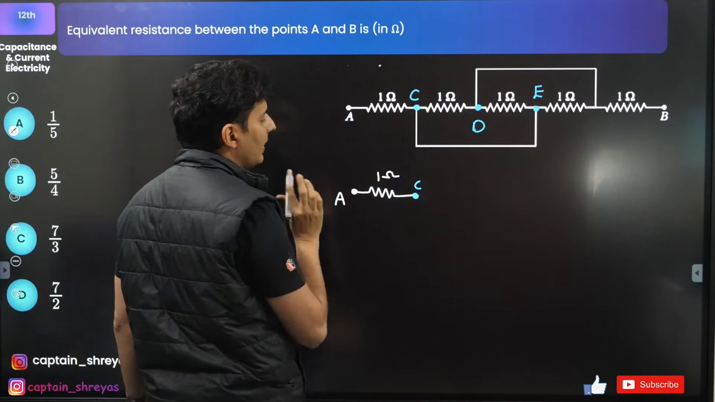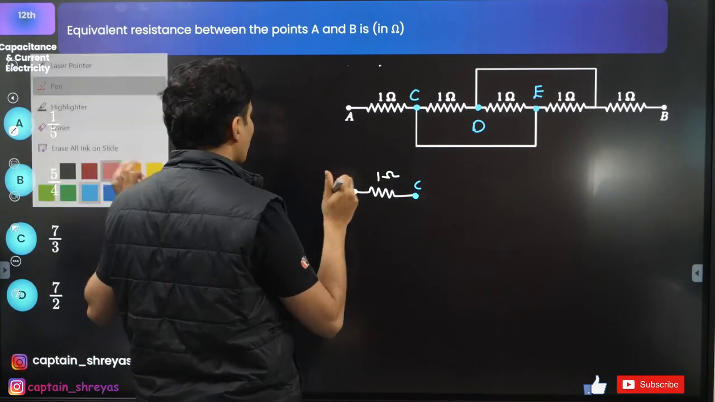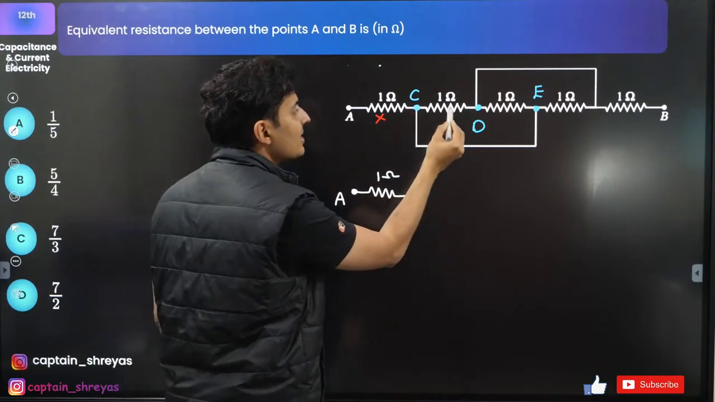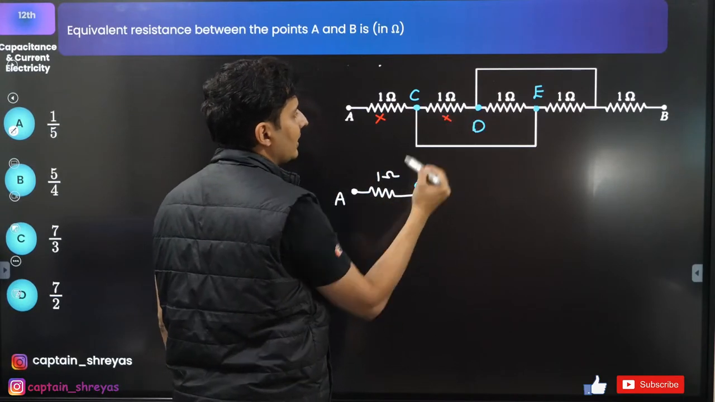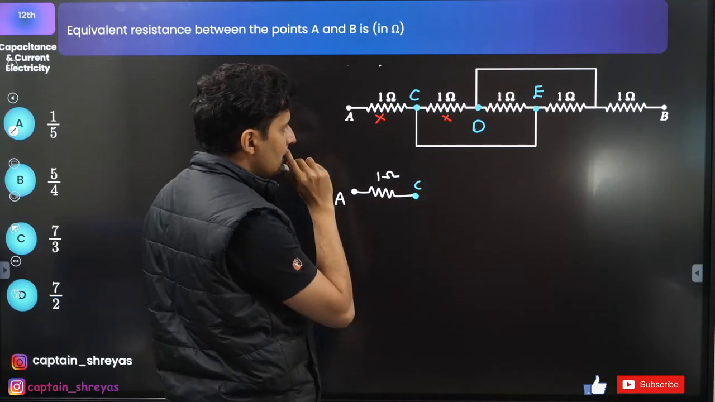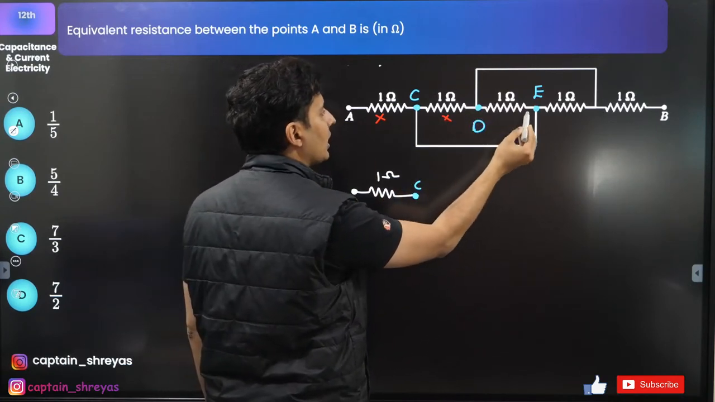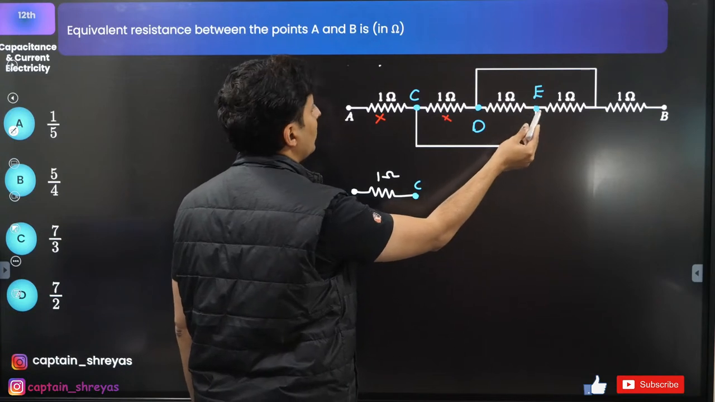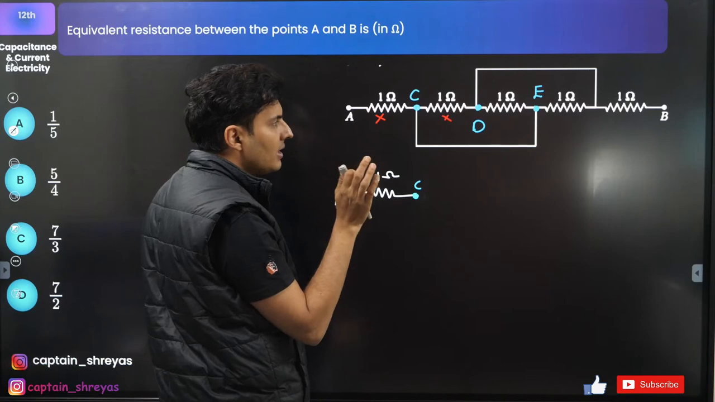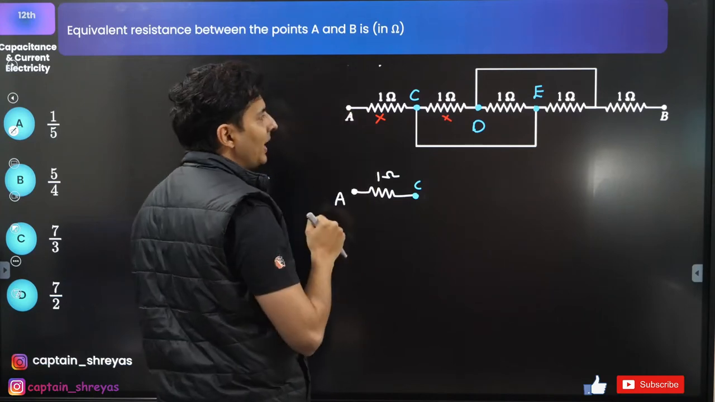Now, what is this C connected to? Observe one by one. And whichever resistance is drawn, I'm just crossing it out. This C is connected to this resistance, which is connected to D. Okay, fair enough. And this D is connected to another resistance, which is connected to E. And this E is also connected to C. Oh my God, crazy. Okay, now I got some idea.